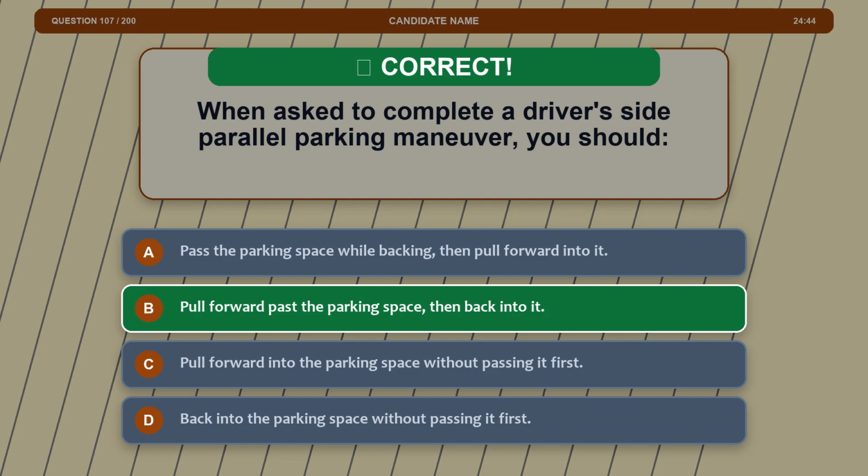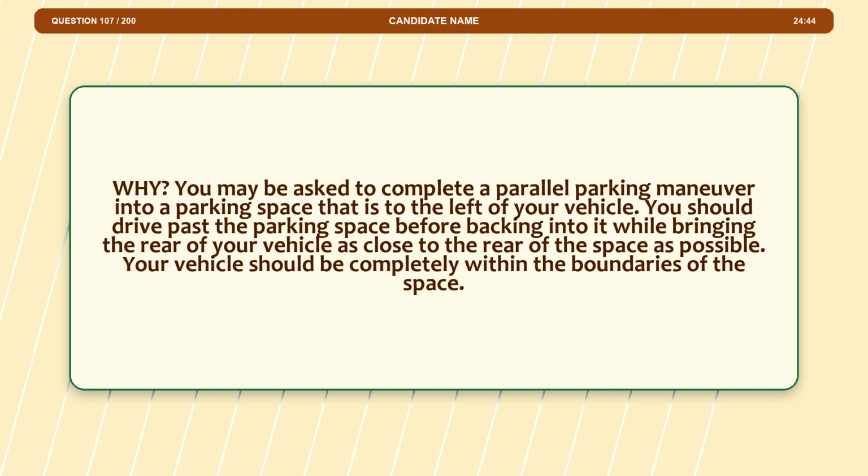The correct answer is option B, pull forward past the parking space, then back into it. Explanation: you may be asked to complete a parallel parking maneuver into a parking space that is to the left of your vehicle. You should drive past the parking space before backing into it while bringing the rear of your vehicle as close to the rear of the space as possible. Your vehicle should be completely within the boundaries of the space.